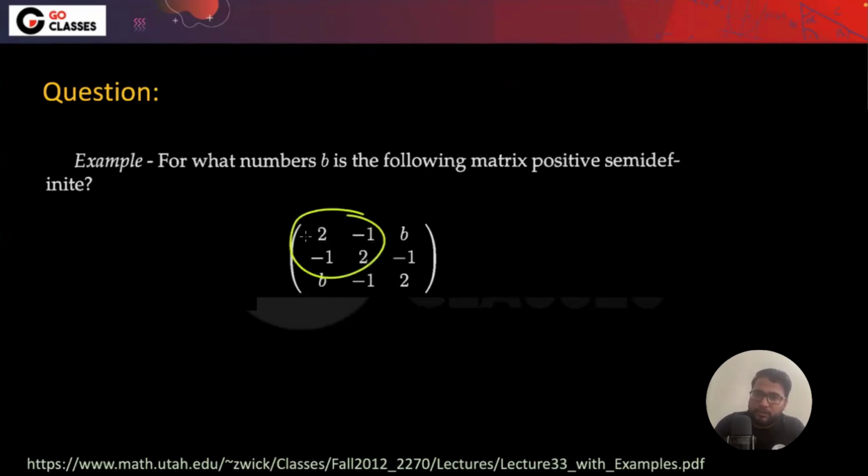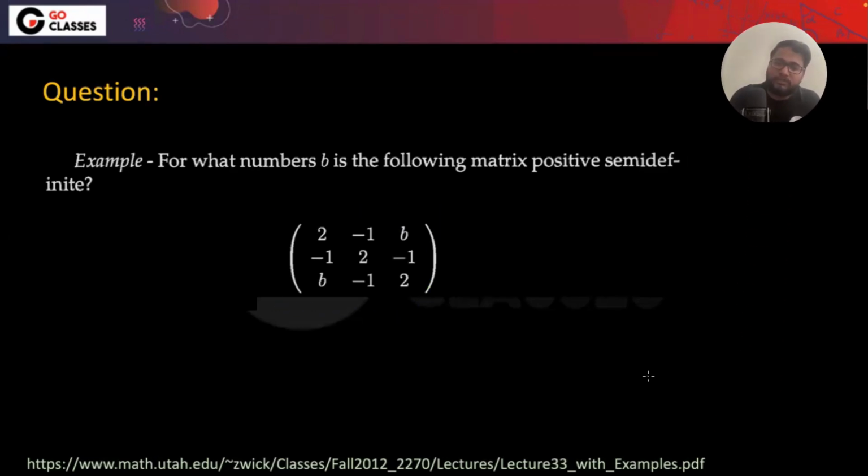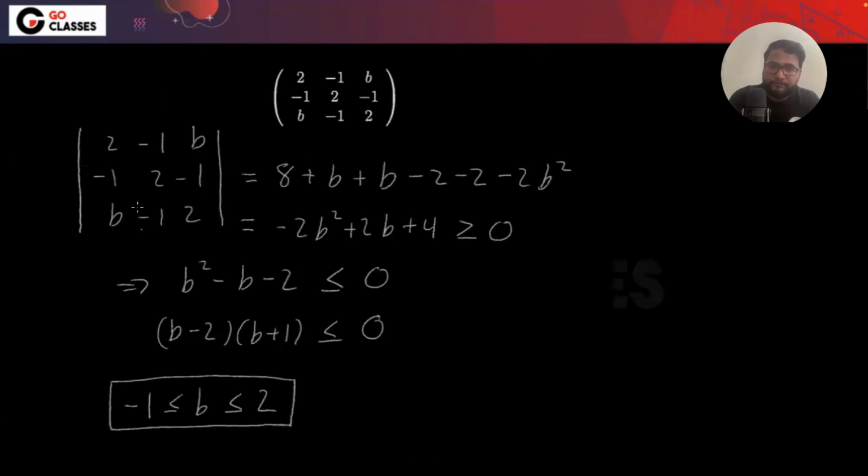The leading determinant is greater than or equal to 0, right? 4 minus 1, which is 3. I think this was the example we have done, but b was not there. So the complete determinant has to be greater than or equal to 0. If we find the complete determinant, it comes out to be minus 2b squared plus 2b plus 4, and it has to be greater than or equal to 0. So b squared minus b minus 2 is less than or equal to 0. If you factor it, it is (b minus 2)(b plus 1), less than or equal to 0.